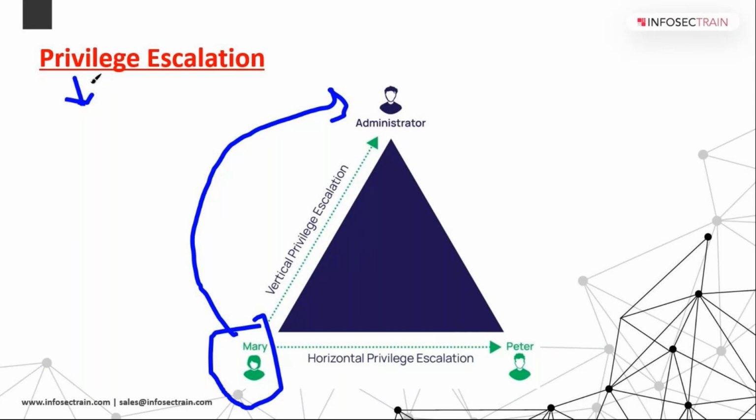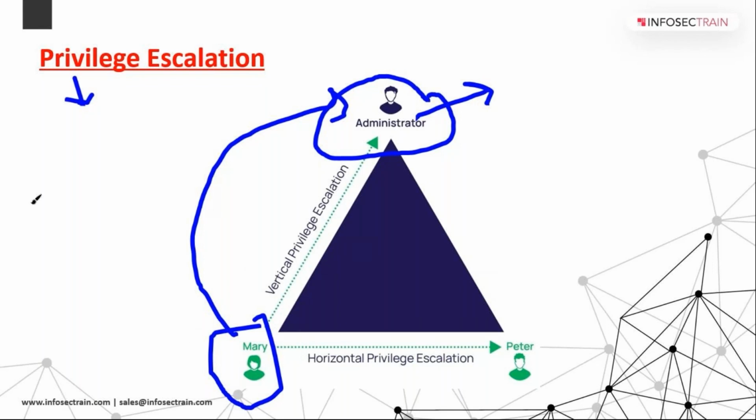Now Mary is not happy with the permission given to her, and she is now an insider threat. She wants to hack into systems. The first target would be the administrator, who is her respective boss. Mary will be performing something called vertical privilege escalation.